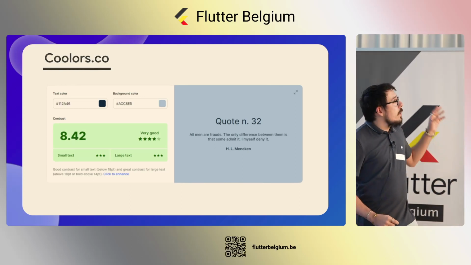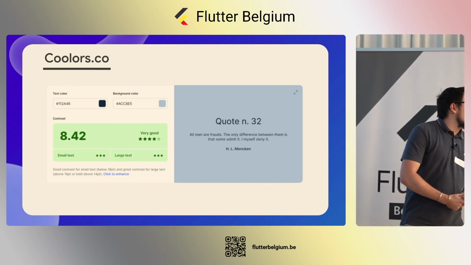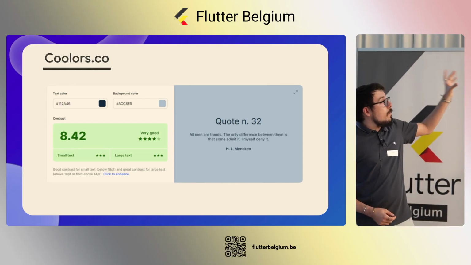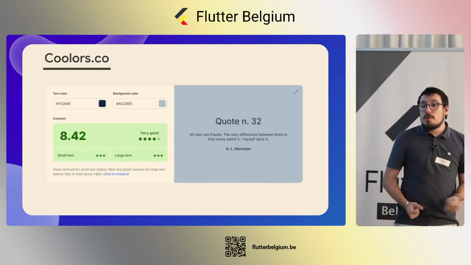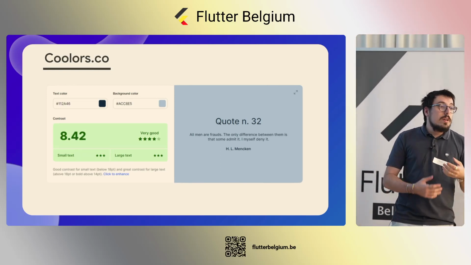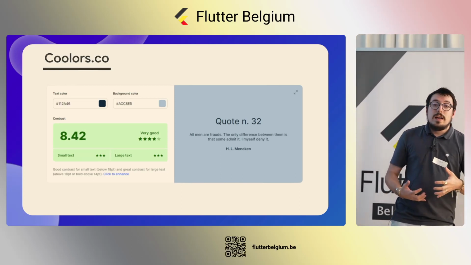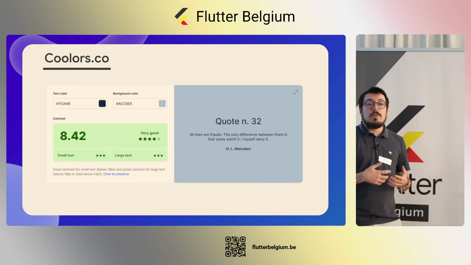So for that, we have websites like colors.co that tell you, by putting in a foreground and a background color, if this is a good mix and if you can have a good contrast between your foreground and your background.